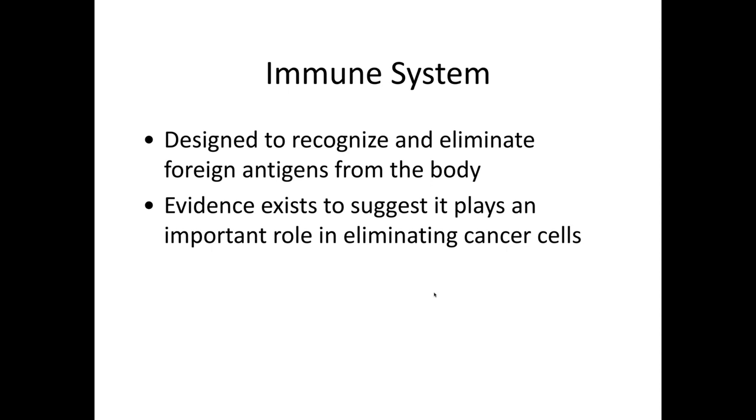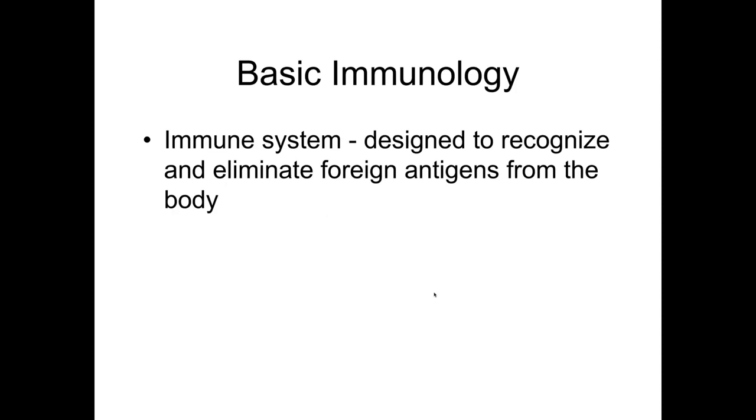So if we think about the immune system, it's probably the ideal system to help us attack cancer cells and make sure that the cancers stay in check or eradicate them. Because at its most basic level, the immune system is really designed to recognize and eliminate foreign antigens from the body. But there is evidence to suggest that it plays an important role in eliminating cancer cells. And we know that by studying patients who've developed severe immunodeficiency syndromes, such as AIDS. In those patients, we see a rise in the number of patients who develop cancers such as sarcomas and lymphomas.